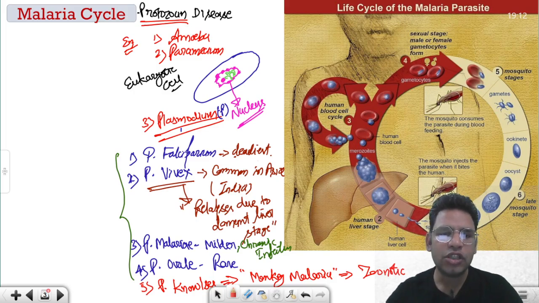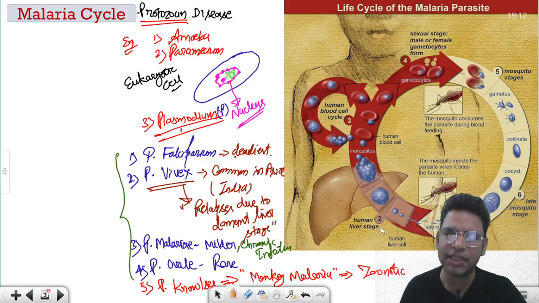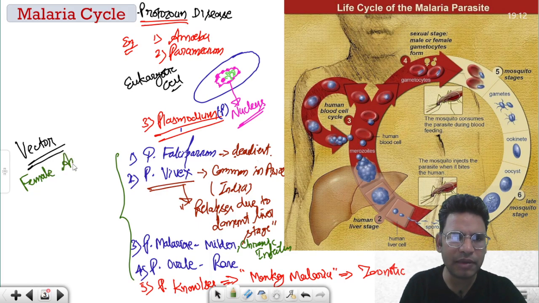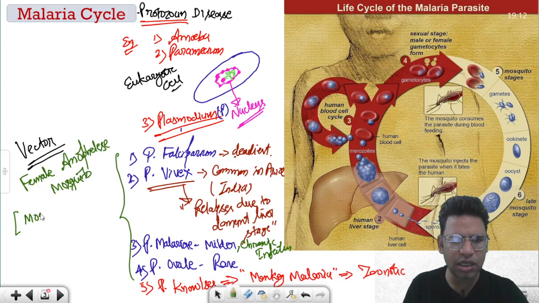All right. So, what is a vector? A vector is something which carries this Plasmodium. So the disease-causing vector, in technical terms, is the female Anopheles mosquito. Who carries it? The female Anopheles mosquito, and therefore it is a mosquito-borne disease. Mosquitoes, so we call it a mosquito-borne disease. Mosquitoes play a very important role.